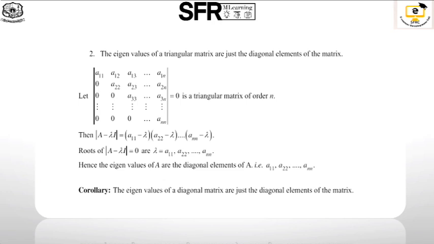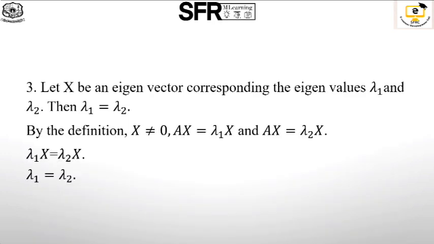From this property we have a corollary: the eigenvalues of a diagonal matrix are just the diagonal elements of the matrix. The third property is: let x be an eigenvector corresponding to the eigenvalues lambda 1 and lambda 2. That is, an eigenvector corresponds to two eigenvalues, meaning that the two are equal. By the definition, x is not equal to 0, we know that.